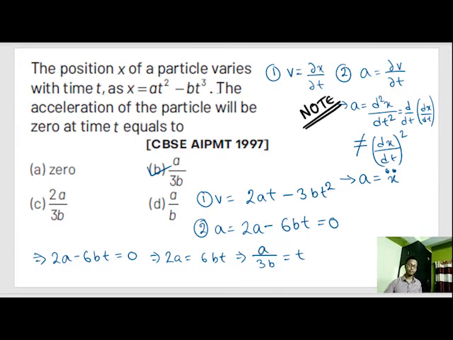So at time t is equals to a by 3b seconds, our acceleration would be equals to 0. Okay. So let's move on to the next question.